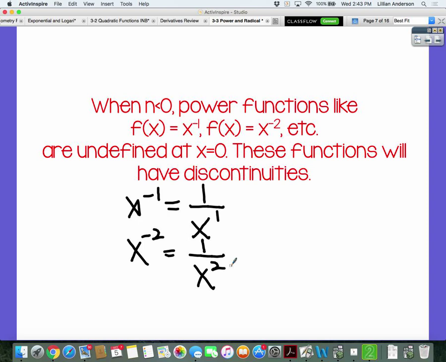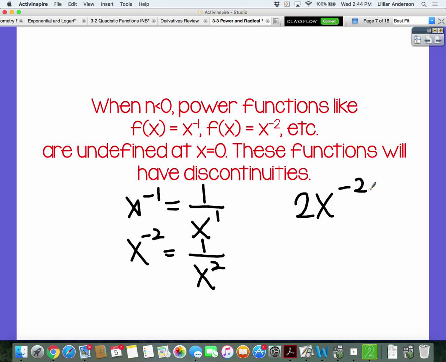So if you've ever been given a power function where n is less than 0, make it positive. And then you'll realize that, hey, if I have x in the denominator, remember, you always set your denominator equal to 0 to find out if there are any discontinuities. What type of discontinuity are we going to be dealing with in these types of problems? When you have 0 on the bottom, what type? Asymptotes. Asymptotes, also called infinite discontinuity.